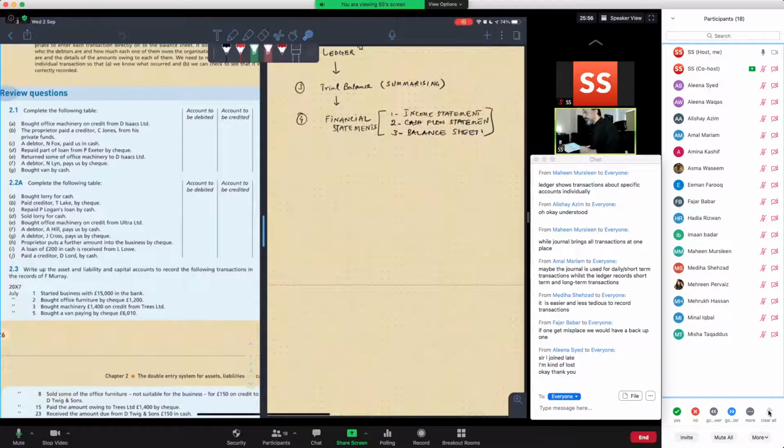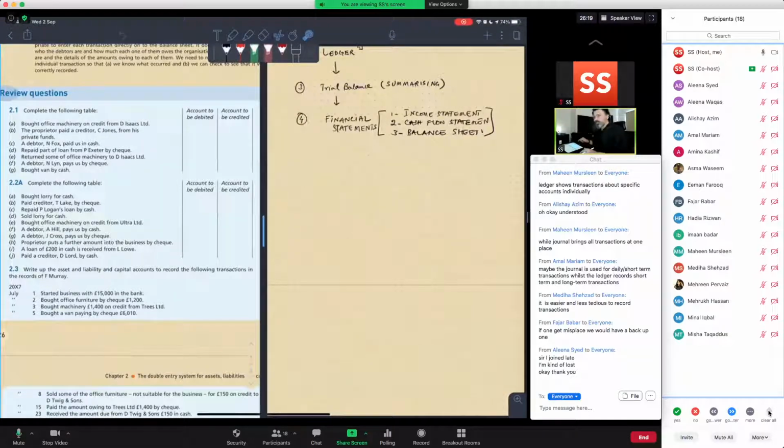मैंने आपको 2.1 or 2.2 करने को कहा था. I sent the answer to 2.1 and 2.2 last night. So I hope that you have attempted 2.1 and 2.2 and you have checked your work. If there is any problem, any particular transaction that you do not agree with the answer that I sent you last night. So anyone, 2.1 or 2.2, any problem?